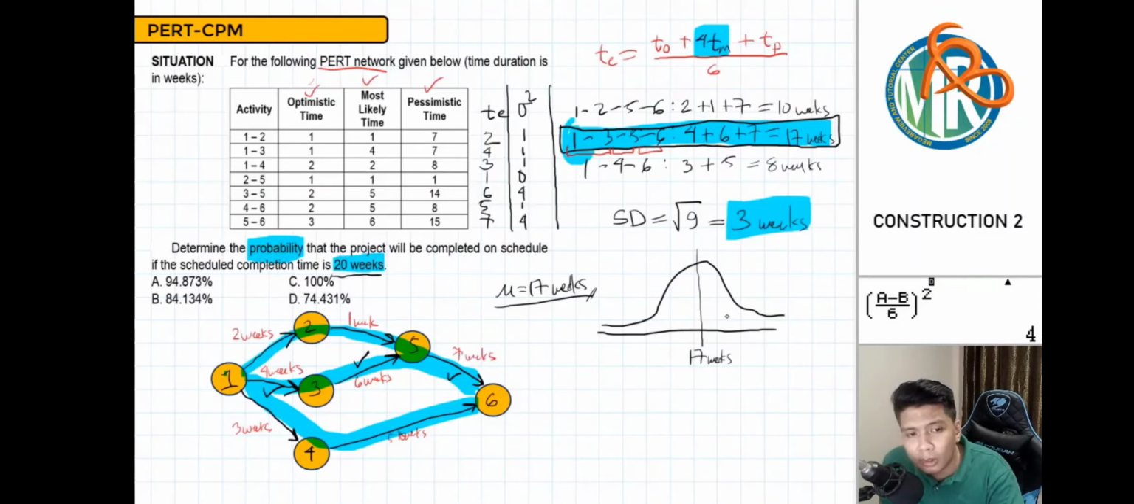So we need to get the z-score. Okay, diba? Along the horizontal natin, diba z-score yan? We need to know the z-score ng ating 20th week. 20 weeks na duration. And how do we get z-score? Diba z-score, masolve natin yan by getting the data natin, which is 20 weeks, minus your expectation over your standard deviation. So you have here 20 minus 17 over standard deviation na 3. 20 minus 17, ano man yan? You have here 3 over 3, you have 1. Okay, you have z-score of 1.